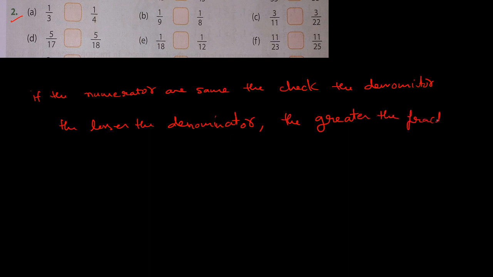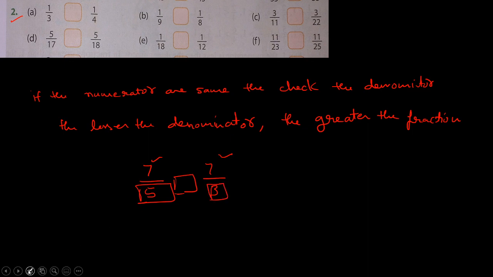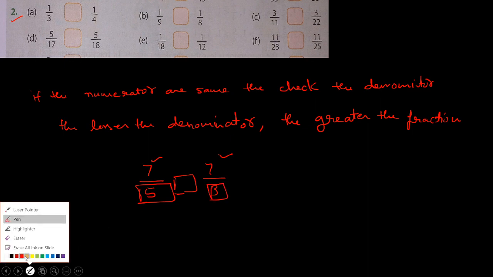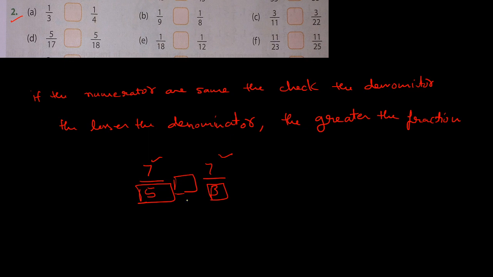Okay. What I mean to say, for example, I have written 7 upon 5 and 7 upon 3. As you can see, both the numerators are same, so we will check the denominators 5 and 3. Which is greater? 5 is greater. It means 7 upon 5 is smaller and 7 upon 3 is greater. So we will use this sign. In this question, we have to do the opposite of the first question.